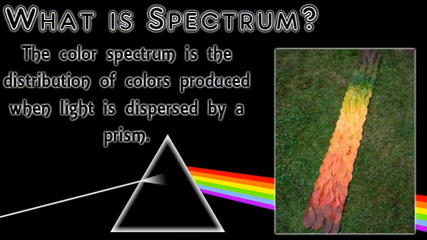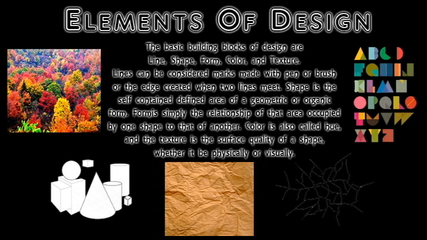A spectrum is the distribution of colors produced when light is dispersed by a prism. What colors we can perceive through our human eyes is called the visible spectrum. The basic building blocks of design are line, shape, form, color, and texture.